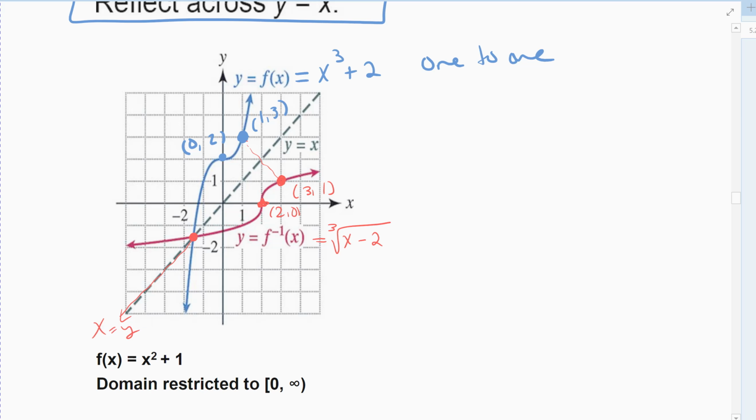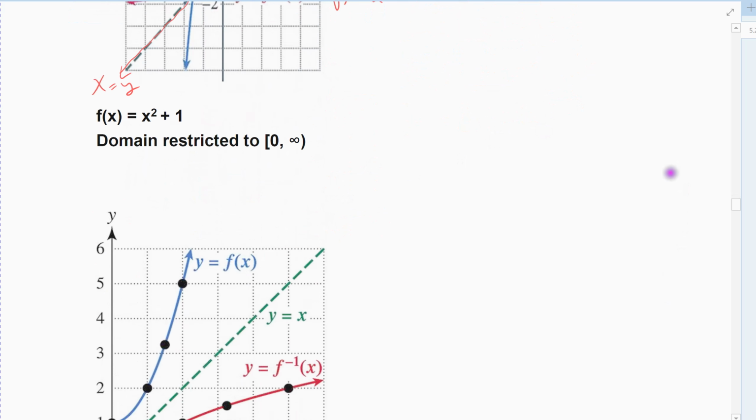And so there are two functions that are inverses, all right? Because they're completely one-to-one from negative infinity to infinity. Domain and range are both the negative infinity to infinity cases. All right, the second example is where we restricted the domain.